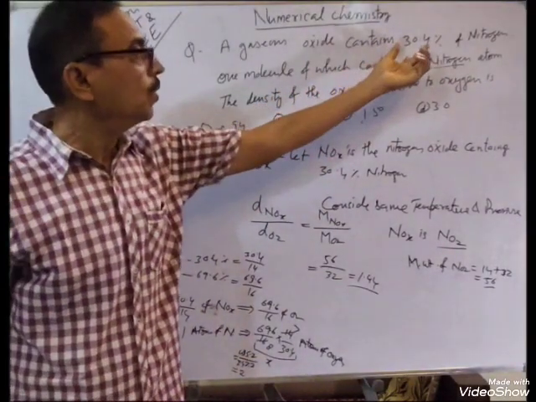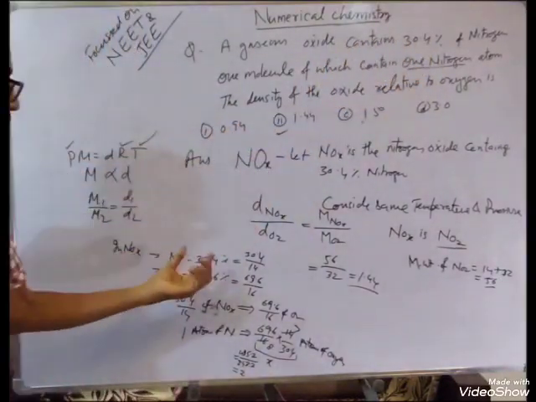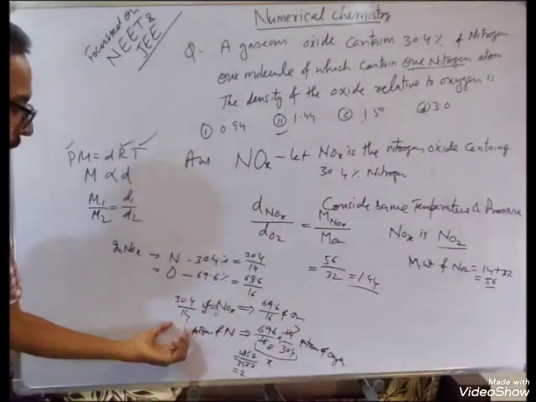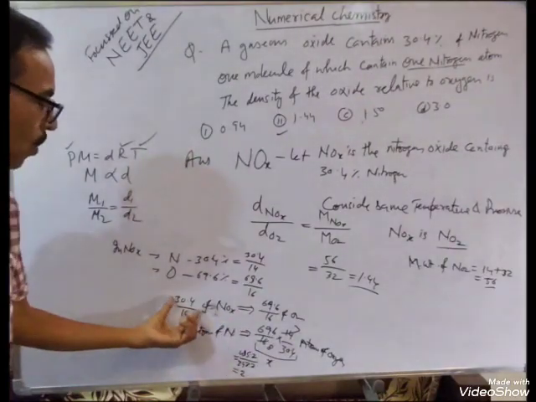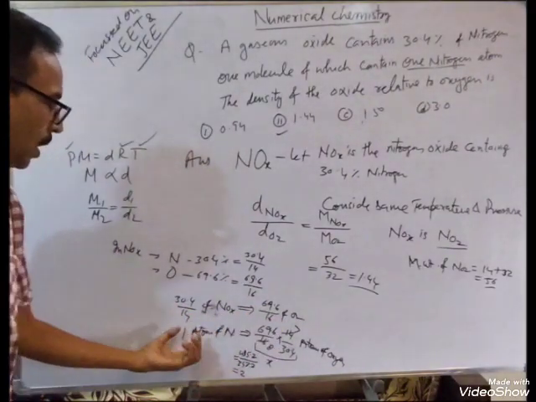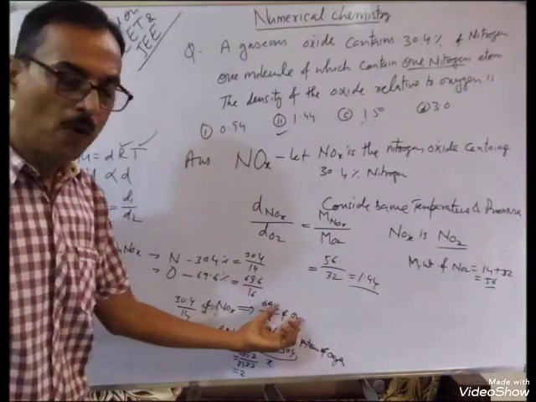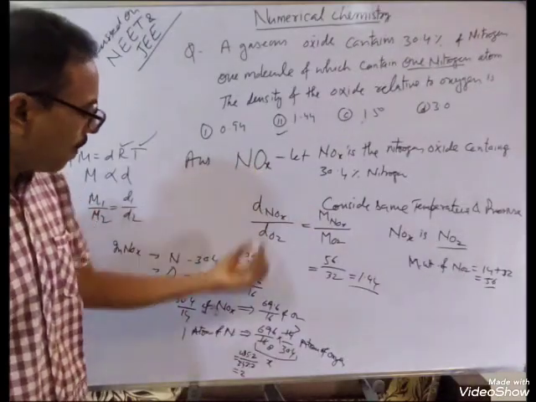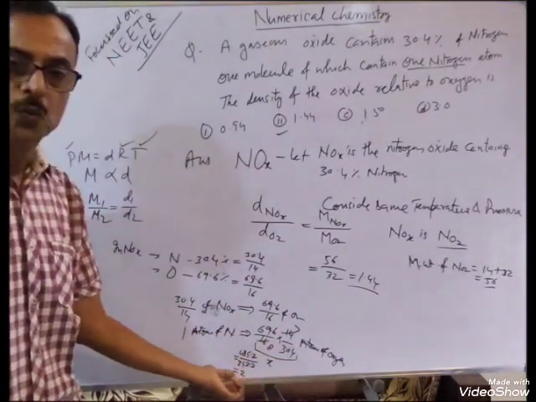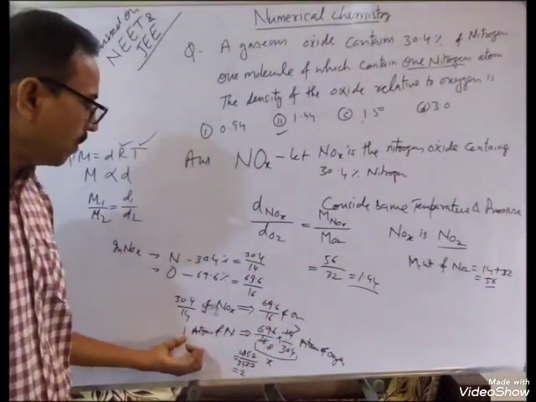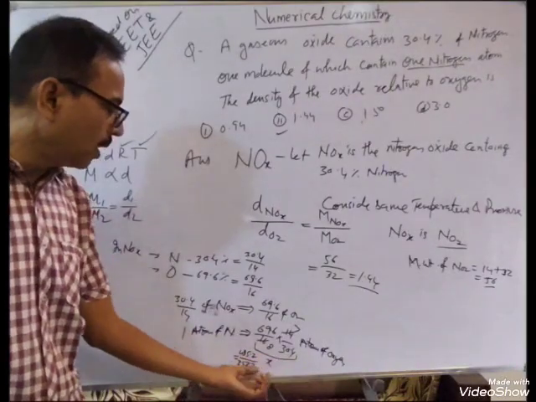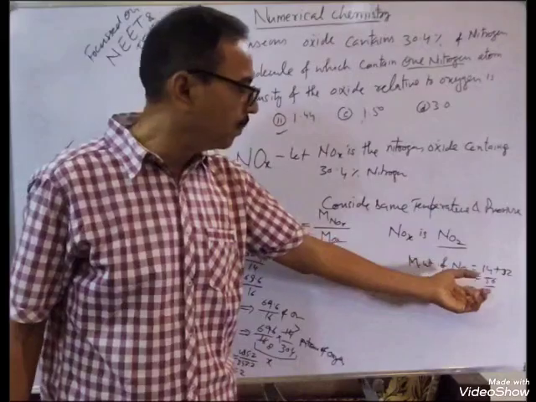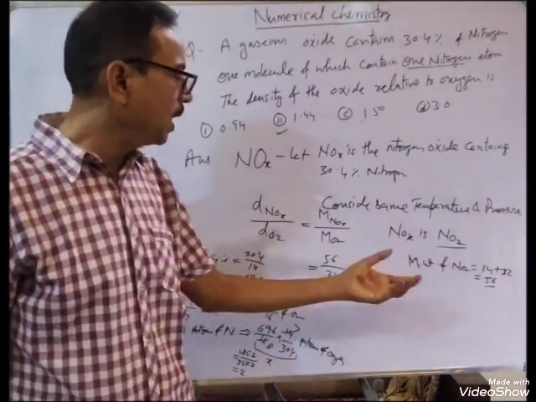Here weight ratio is given, so convert into mole ratio, and mole ratio is the same as atom ratio. So this many moles equal to this many of oxygen, it means this many atoms equal to this many of oxygen, so one atom, because one atom is given. How much atom of oxygen? So the value of X is 2. So 1 atom of nitrogen reacts with 2 atoms of oxygen, forming NO2, and the molecular weight of NO2 is 56. So put in this way, you will get the result.